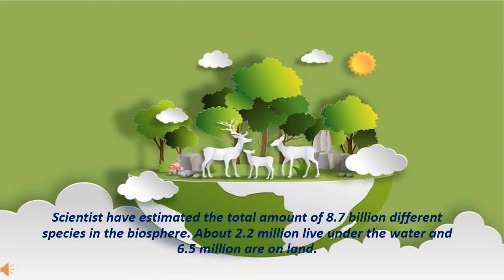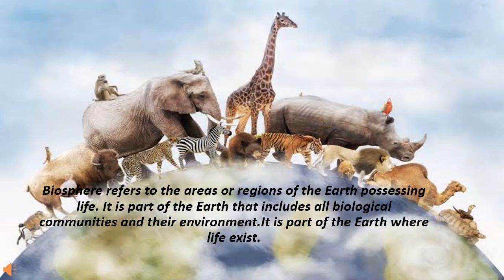Scientists have estimated the total amount of 8.7 billion different species in the biosphere. About 2.2 million live under the water and 6.5 million are on land. Biosphere refers to the areas or regions of the Earth possessing life. It is the part of the Earth that includes all biological communities and their environment. It is the part of the Earth where life exists.